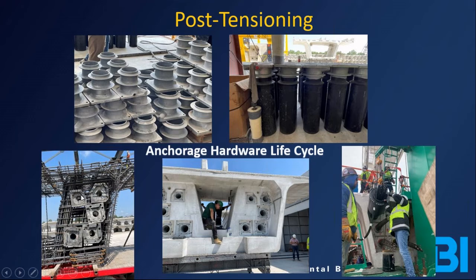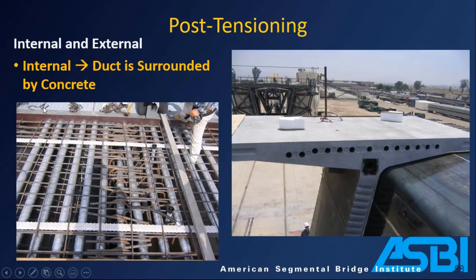Here they are tied into a very not congested pier segment. So you can see these are all the anchors there with some of the forming around them for the blockouts. This is what they look like after they get cast. This is just the back face of the anchorage itself. You don't have a wedge plate on yet. And then as it goes into the field, you can see the wedge plates have been installed. Some of them have the strands installed and one of them is there being stressed. So that's kind of an overview of the life cycle of how those things come together.